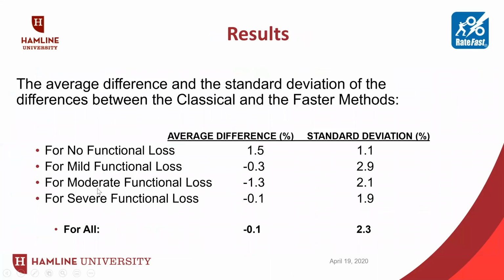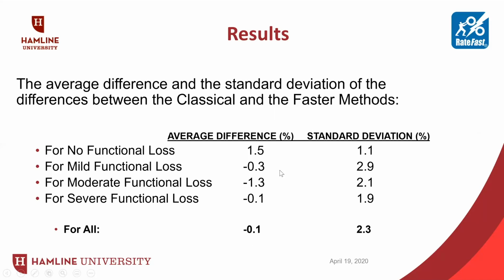And let's look for the no functional loss at all. This slide shows the results from the data, and summarizes the average difference for each of the 4 categories, and also the standard deviation for each of the 4 categories as well. You can see mild is probably the worst standard deviation. If you look at all of them, the average for all turned out to be very close to, what is it, 0.1% difference.